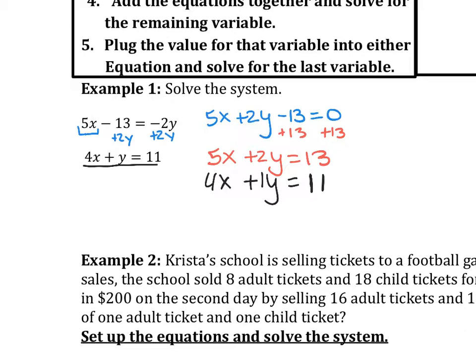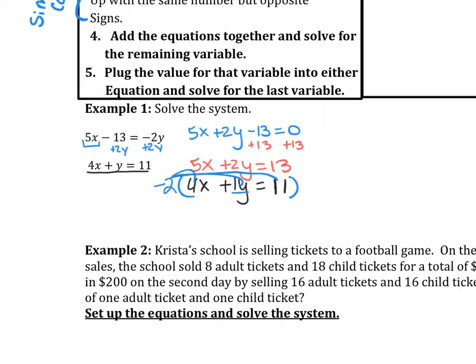Okay, so looking at our two variables, we have a 5x and a 4x. And then we have a 2y and a 1y. What variable do you want to cancel out, x's or y's? Y's, okay. So we have a 2y and a 1y. What could we multiply this 1y by? 2, but we need it to be the opposite sign. So multiply by a negative 2, because this one's positive. So we multiply the entire equation by a negative 2, all three terms.